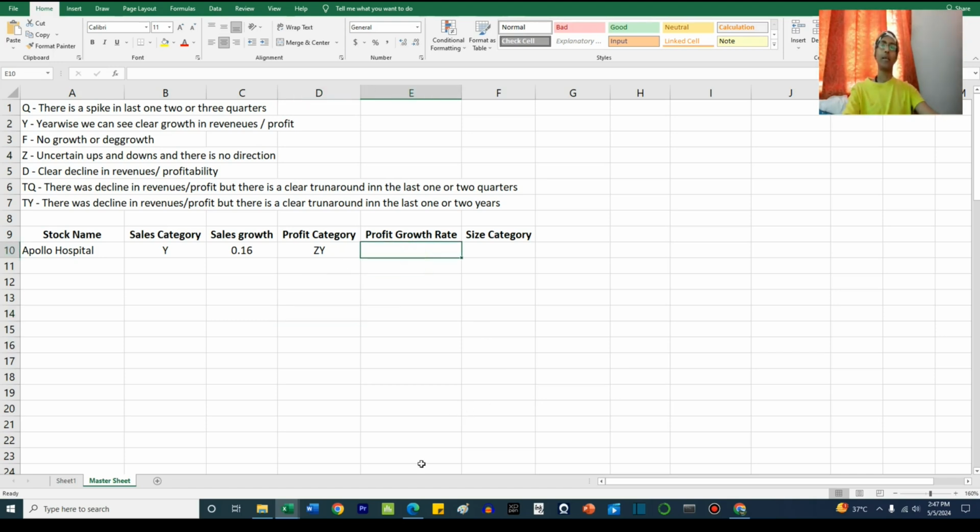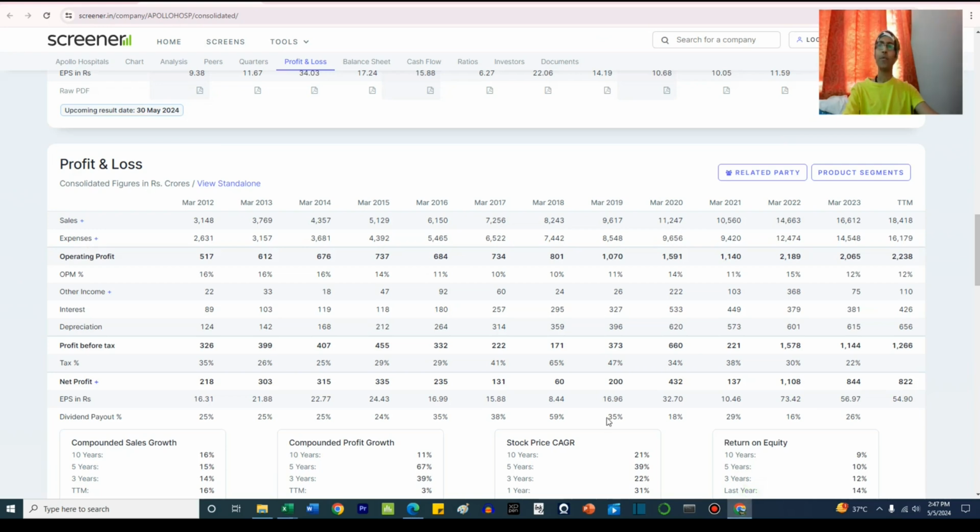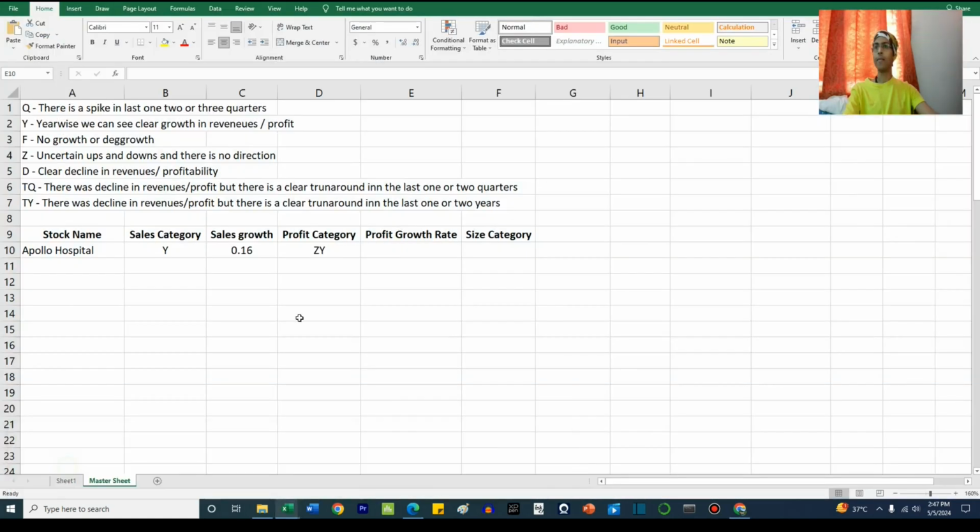Then we come to the profit growth rate. Profit growth rate, obviously, again, last 10 years we will take. So 303, 844. We do the same thing here. 844 by 303. This we do to the power 1 by 10. Minus 1. So this comes to 0.10787. You can reduce the decimals. Coming to 11. So 0.16 and 0.11 means they are 16% and 11%. That's what it means.